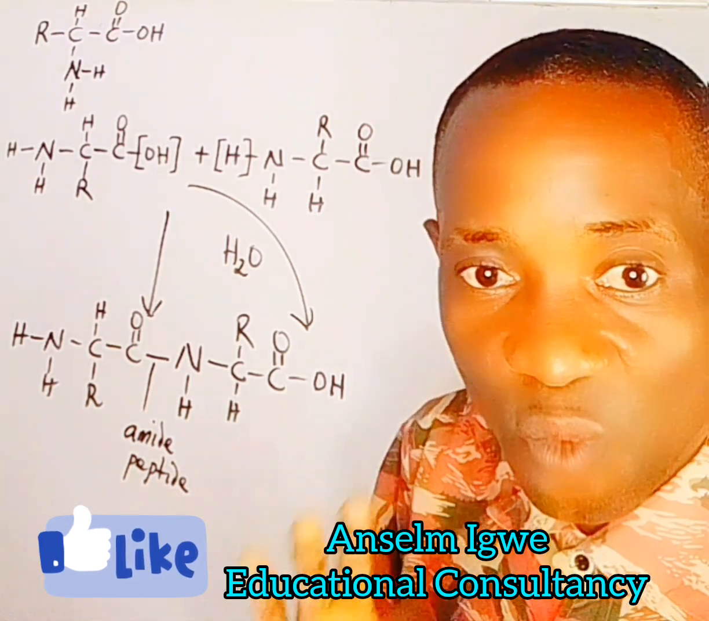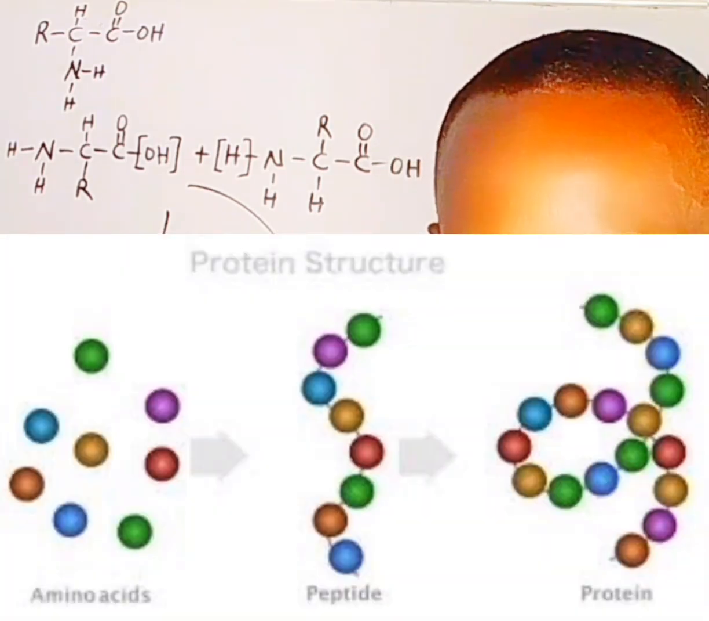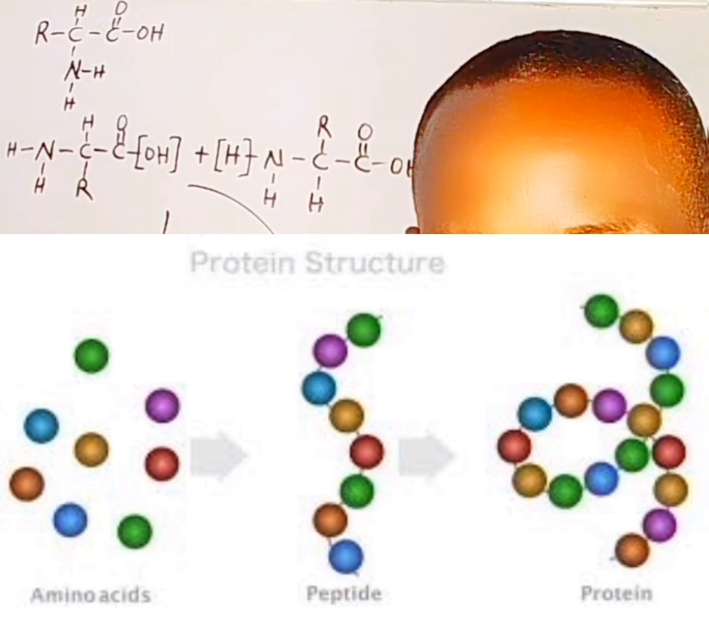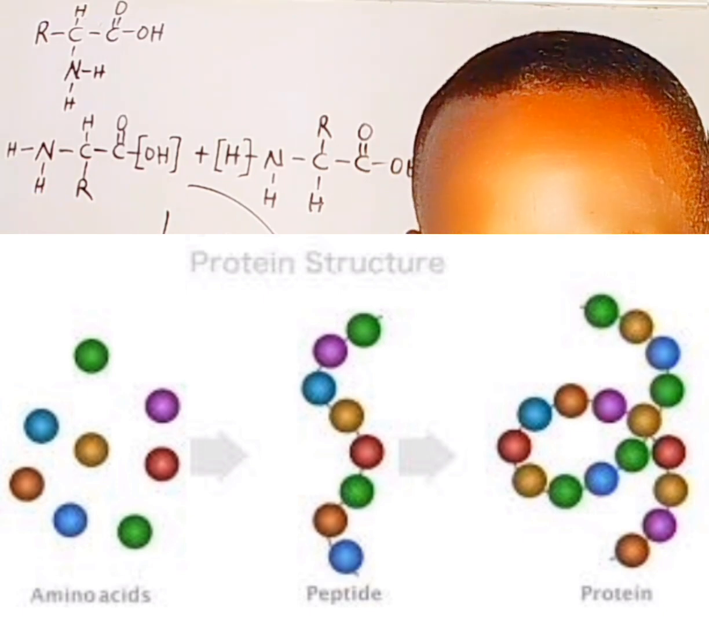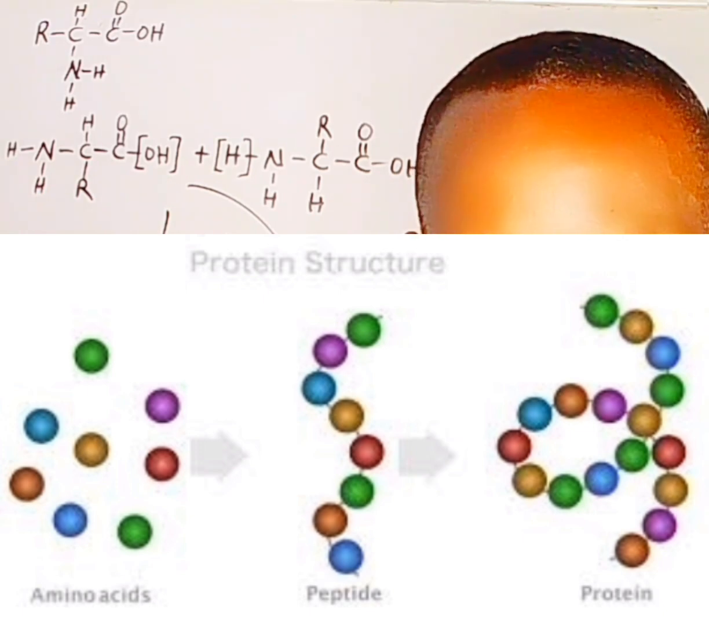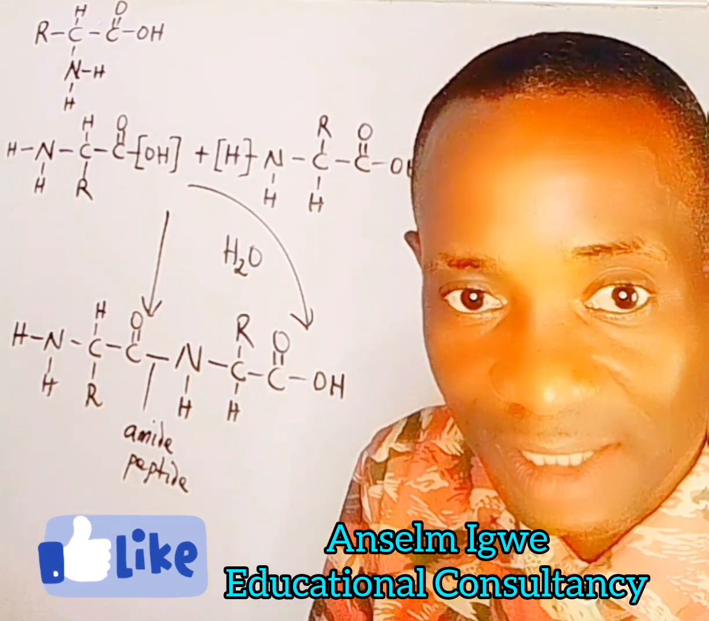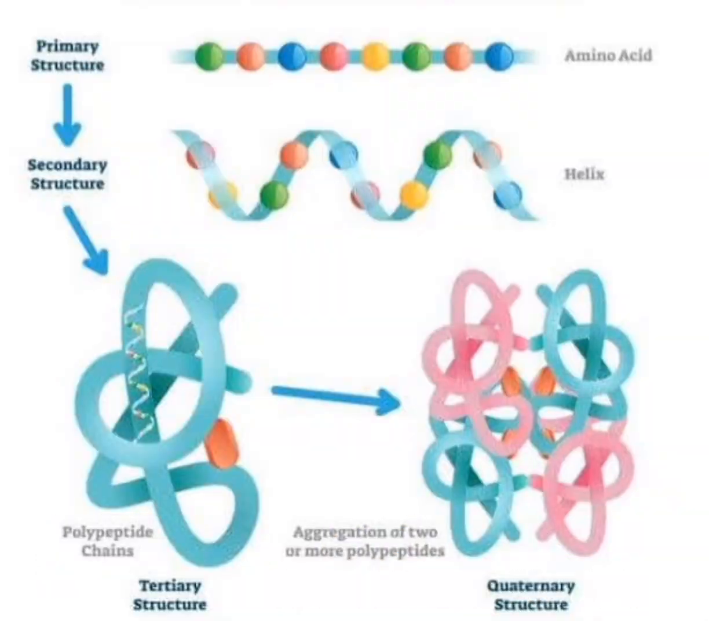Protein is made up of one or more polypeptides linked with amide bonds, which fold to form a particular biological structure. That is why in biology we talk about primary structure of protein, secondary structure, tertiary structure, quaternary structure. These structures are the way these polypeptides fold in protein.